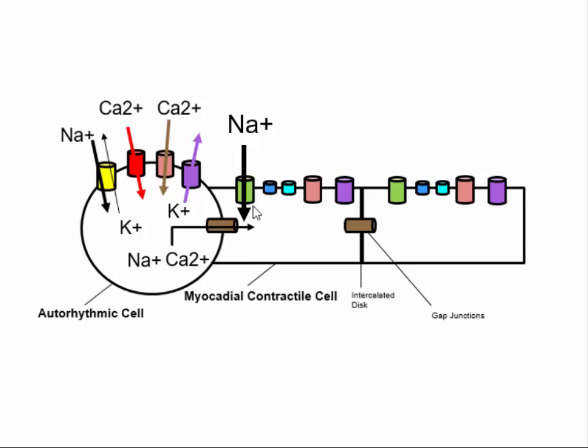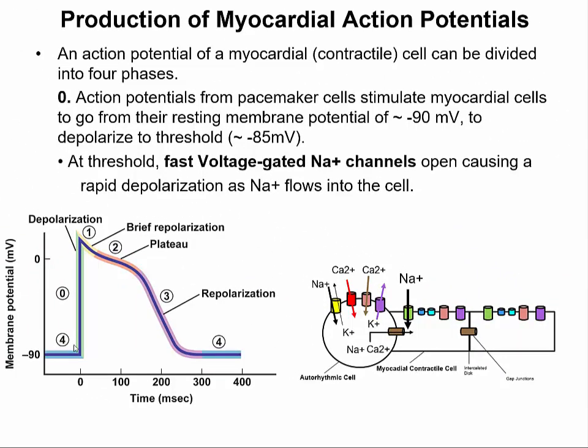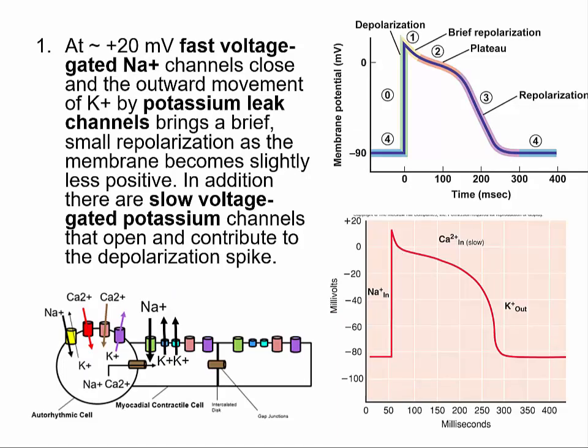Once it does this, fast voltage-gated sodium channels open and sodium moves into this myocardial cell. As it moves in, that's going to cause this depolarization to around positive 20 millivolts. At about positive 20 millivolts, these fast voltage-gated sodium channels close, similar to what we saw with the skeletal muscle and the neural impulses. As soon as you hit that positive 20 or positive 30 millivolts, bam, voltage-gated sodium channels slam shut. That's exactly what's happening here in the contractile myocardial cells. Once they close, you have potassium leak channels that are always open, and potassium is leaking out. So that's going to cause a repolarization.